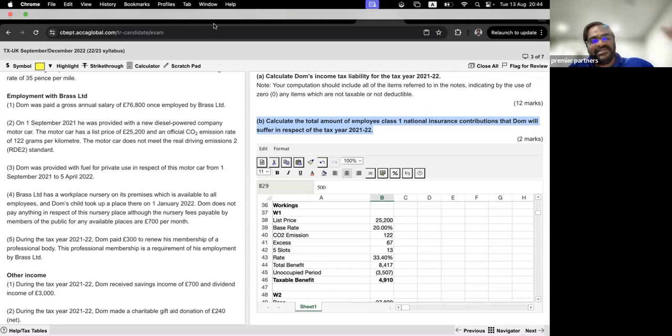For theory, guys, we have the Thursday class. So if you want, you can physically attend the class as well. For revision, next Tuesday, we have the next revision.